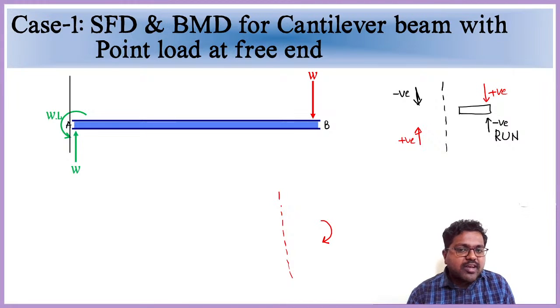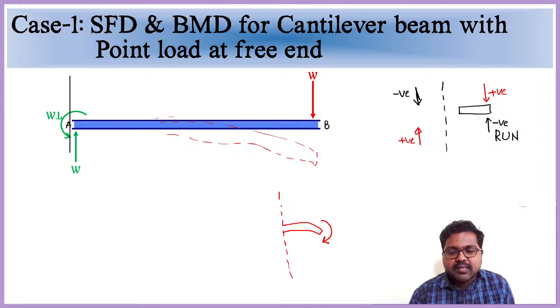So such a clockwise moment on the right side, what will happen to the beam? This beam will try to bend down from the original position. That is nothing but sagging happening in the beam. Sorry, hogging. So if hogging is happening like that, then we can say it is a negative bending moment.